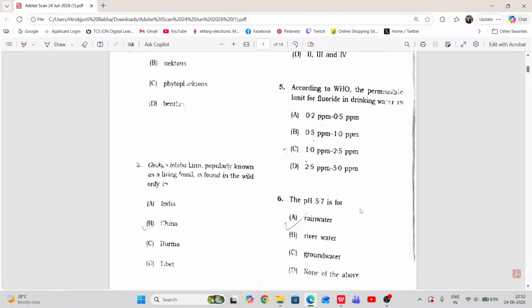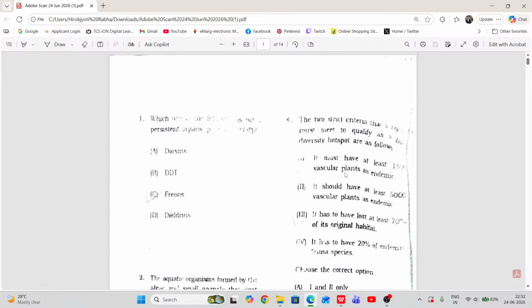Ginkgo biloba, popularly known as the living fossil, is found in the wild only in China. The two strict criteria that a region must meet to qualify as a biodiversity hotspot are as follows: it has to have lost at least 70% of its original habitat, and it must have at least 1500 vascular plants as endemic. These are the criteria that a region must meet to qualify as a biodiversity hotspot.